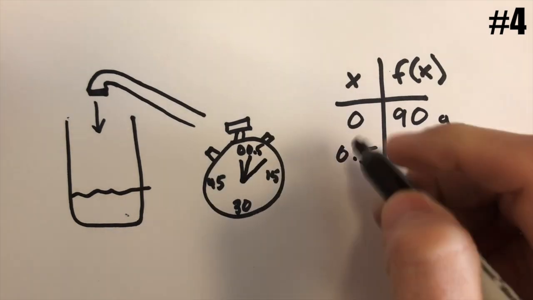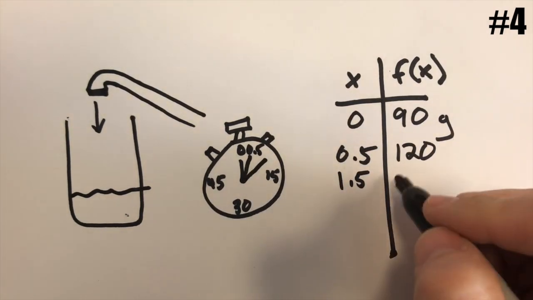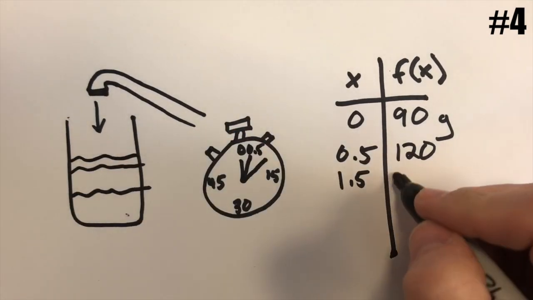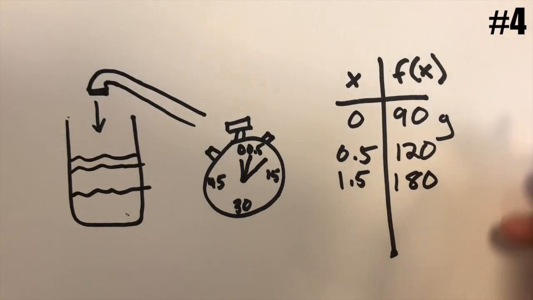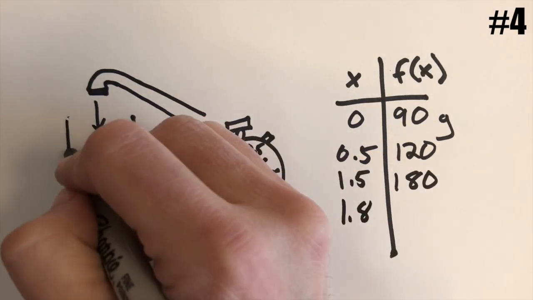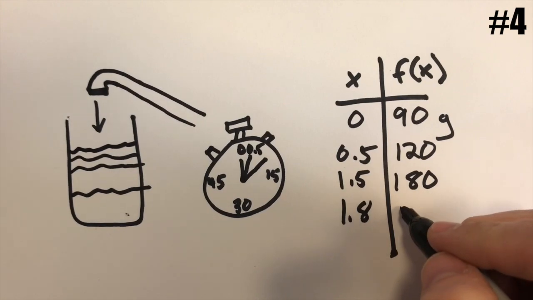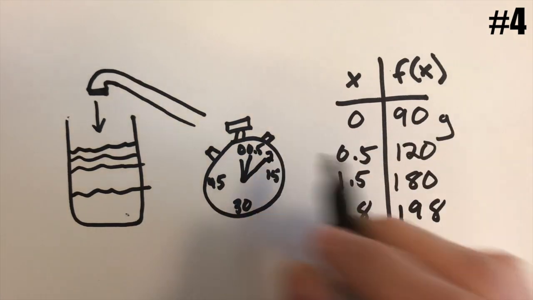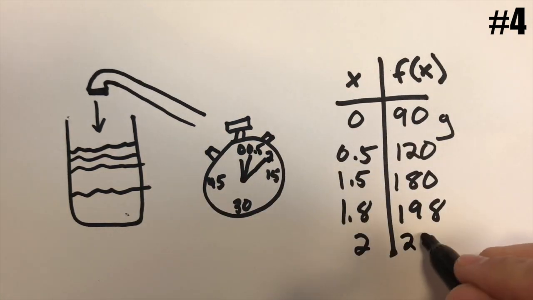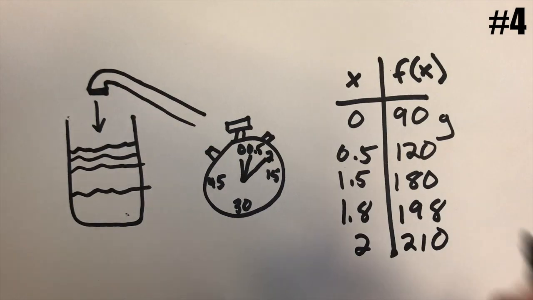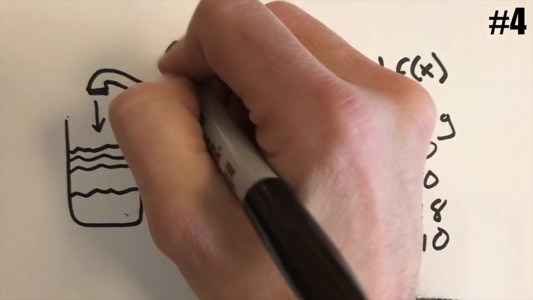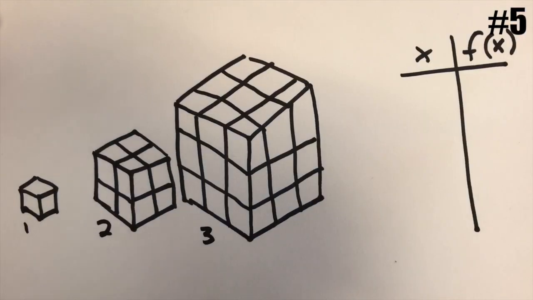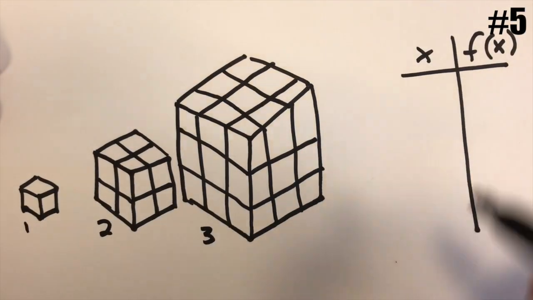After another full second, so now we're at 1.5 seconds, it fills up more, maybe even a little bit more than that, 180 grams. After 1.8 seconds, so a little bit more, now it's at 198, and after 2 full seconds now that have passed, the mass of the cup and water is 210 grams. So if x, again, is the time in seconds, and f of x is the mass of the cup plus water.